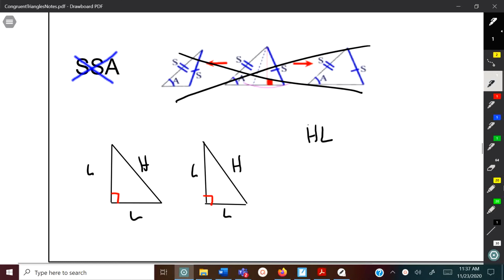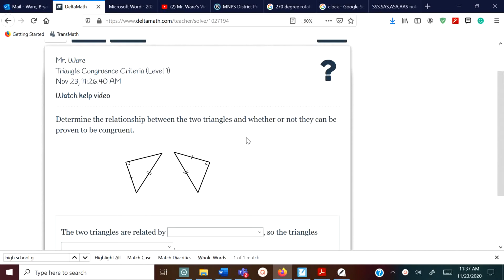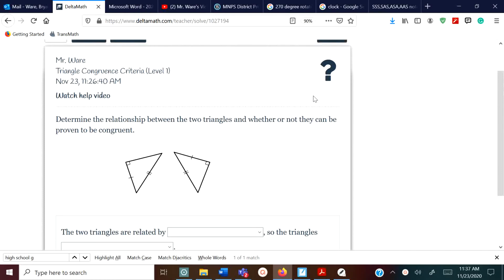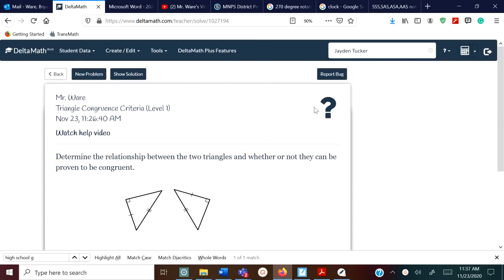Okay, now what I want to do is take a look at some problems and see what they look like and how to get the correct answers for them. Alright, so here's an example. It says determine the relationship between the two triangles, whether or not they can be proven congruent. If they fit in one of those five categories, then it can be proved congruent.